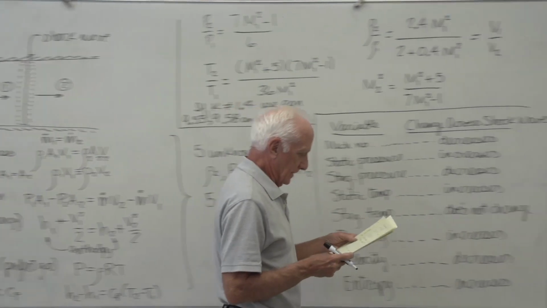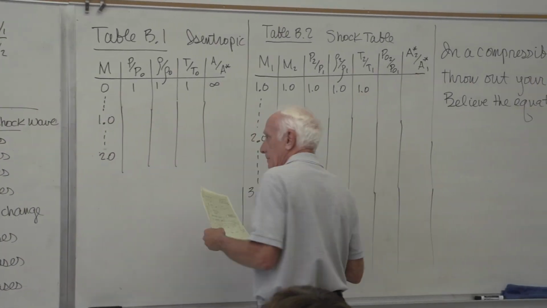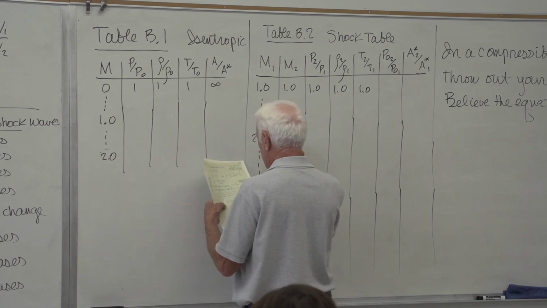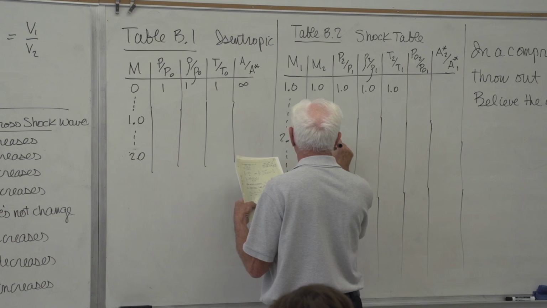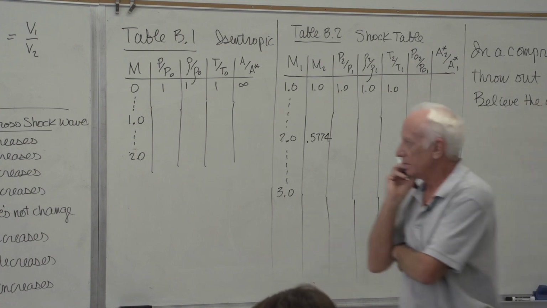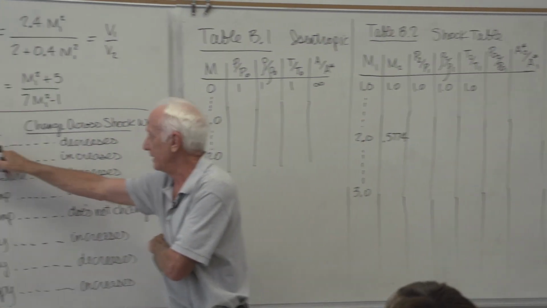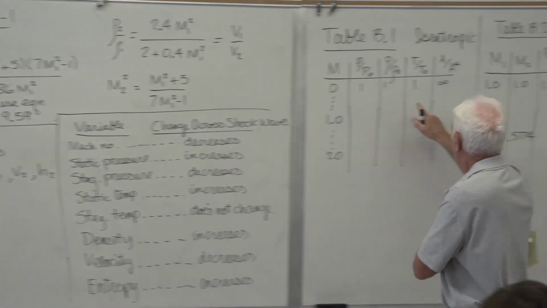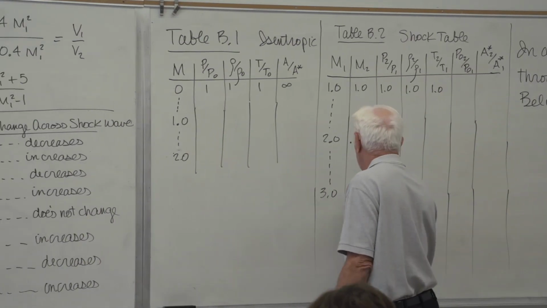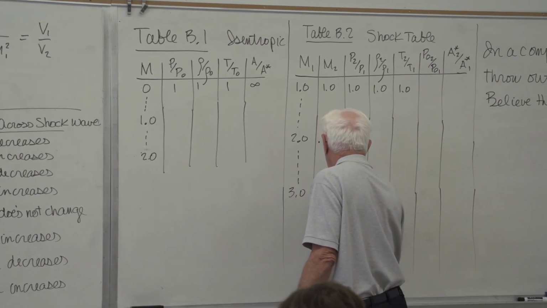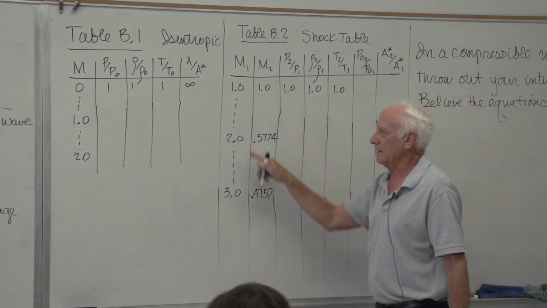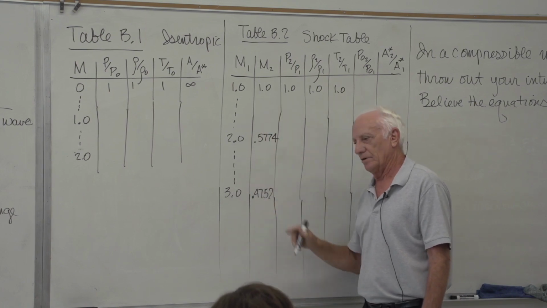Now go to 2. If the upstream Mach number is 2, the downstream Mach number M2 is 0.5774. Wow, the Mach number really went down. It's subsonic now. Mach number, right there, decreases. 1, less than 1, decreases. 3.4752. Wow, it's getting smaller. Conclusion. The higher the Mach number on the upstream side, the lower the Mach number on the downstream side.